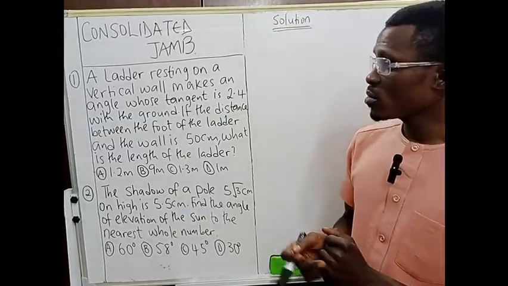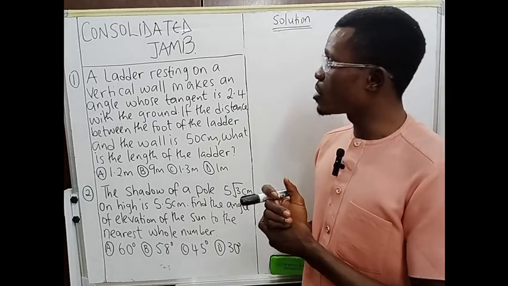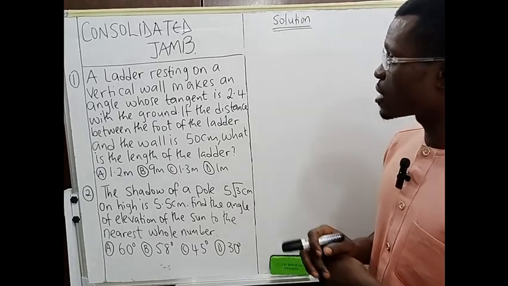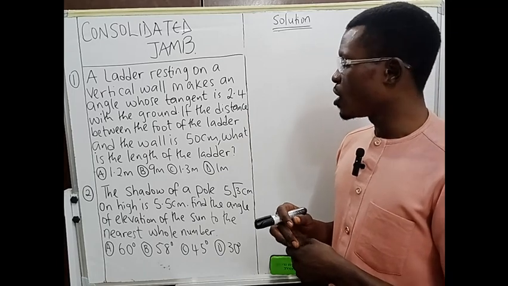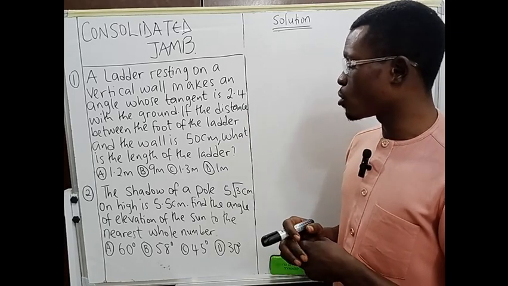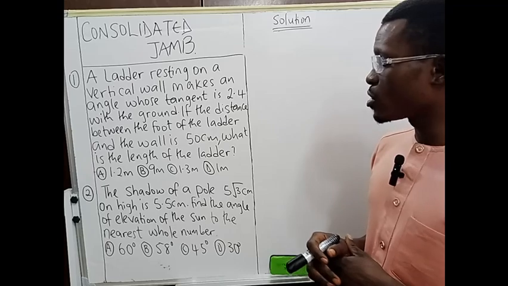Thank you. Number 1, it says a ladder resting on a vertical wall makes an angle whose tangent is 2.4 with the ground. If the distance between the foot of the ladder and the wall is 50 centimeters, what is the length of the ladder?